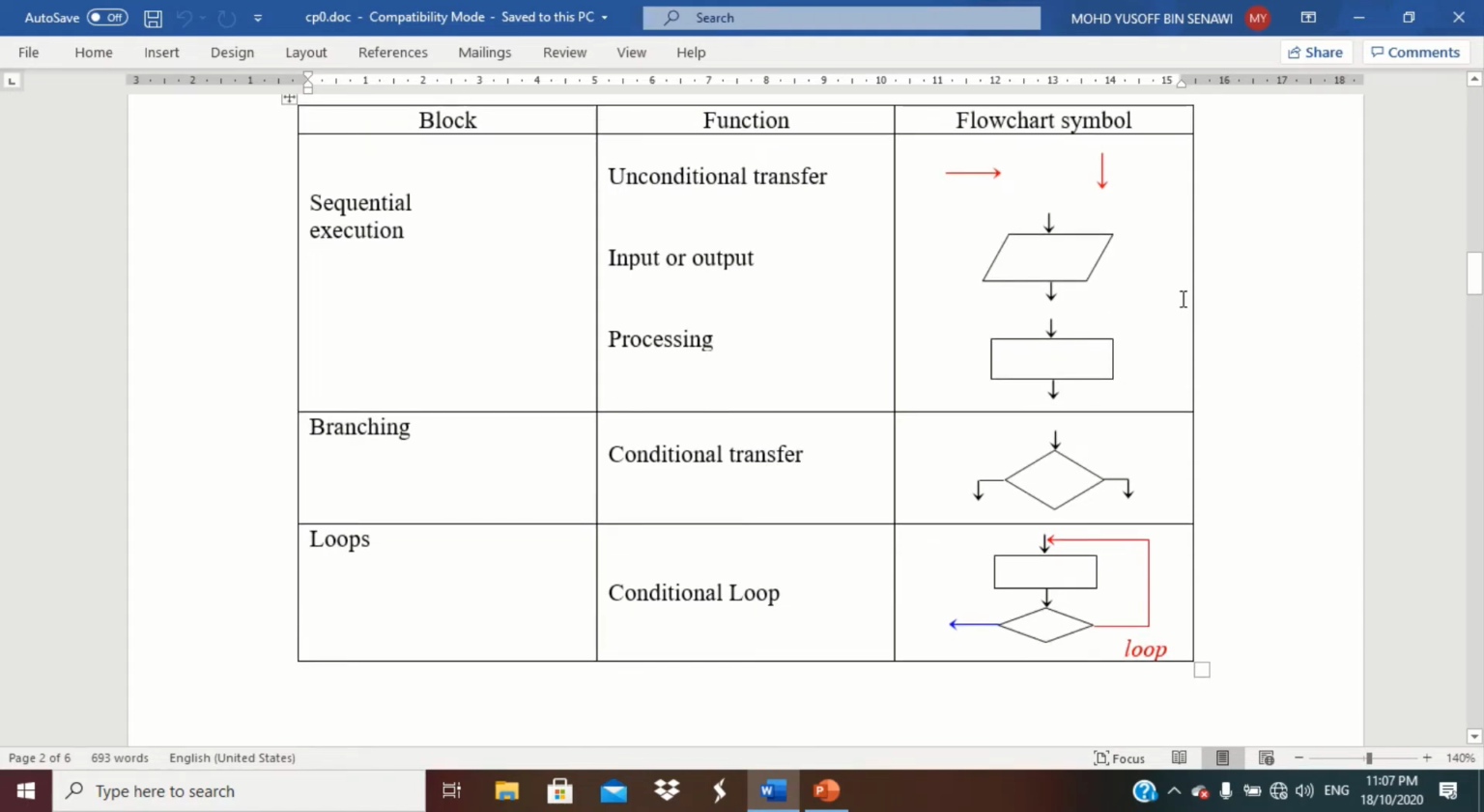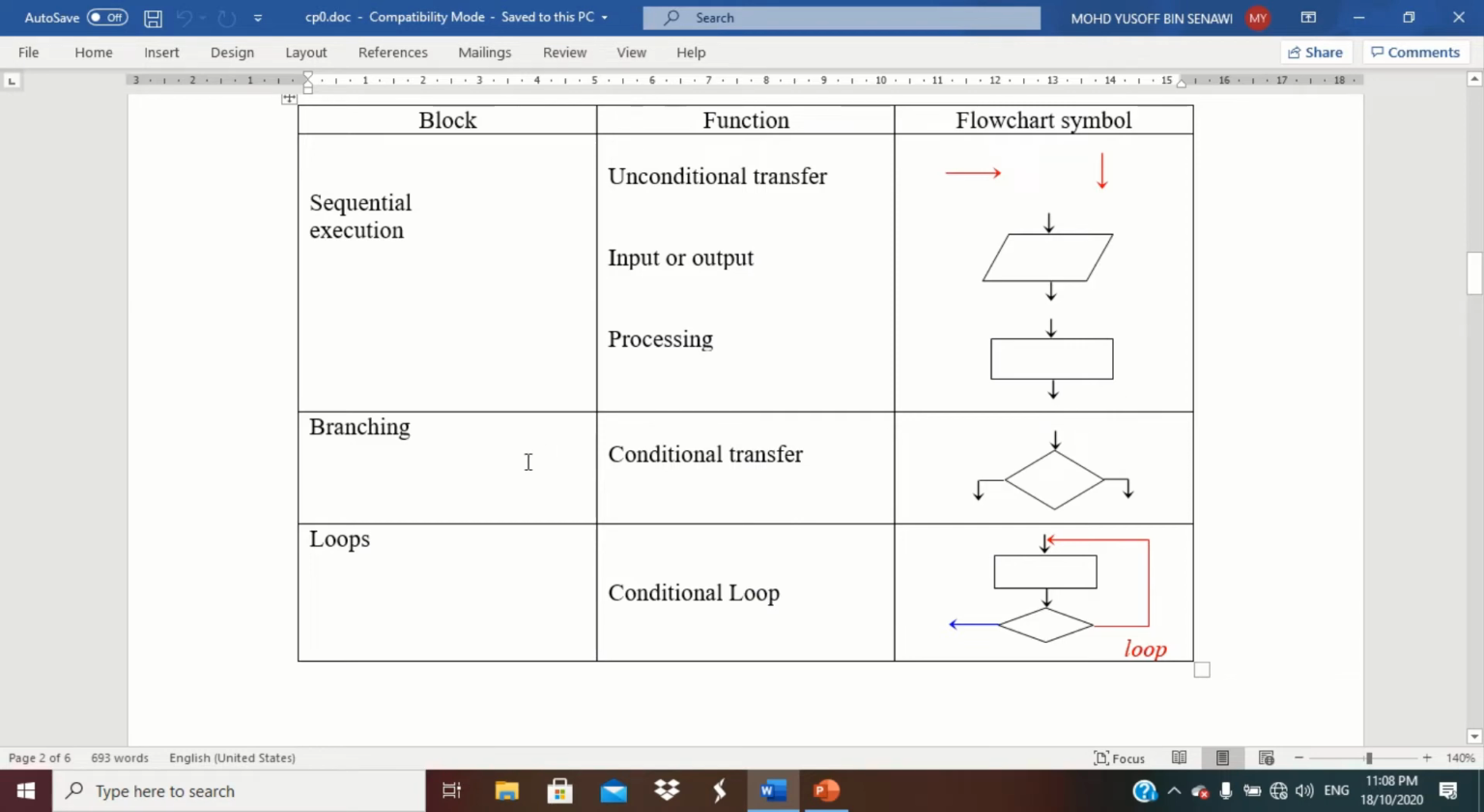In this table, for the sequential execution block, the unconditional transfer is represented by the arrows. You must follow the arrow. The direction can be left, right, upward, or downward. Next, we have the input-output function, or IO function. The flowchart symbol is a parallelogram. For processing, the flowchart symbol is a rectangle. These flowchart symbols are available from Microsoft Word. You don't have to draw them, you just get them from MS Word.